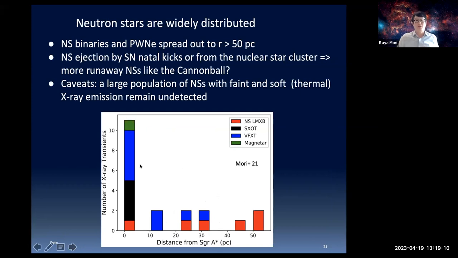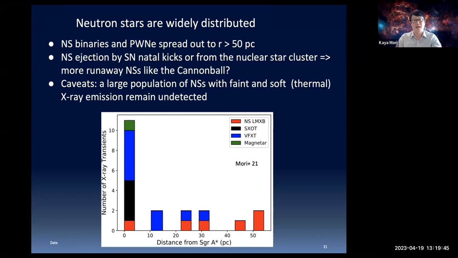If you plot all these neutron star binaries and PWNe, they are spread out all the way up to 50 parsecs away. It makes sense because neutron stars are ejected by supernova natal kicks, as you see in the cannonball. And there are also some theories that neutron stars born in the nuclear star cluster get ejected by gravitational interaction with other stars. So that's another way to kick neutron stars out of the very center.